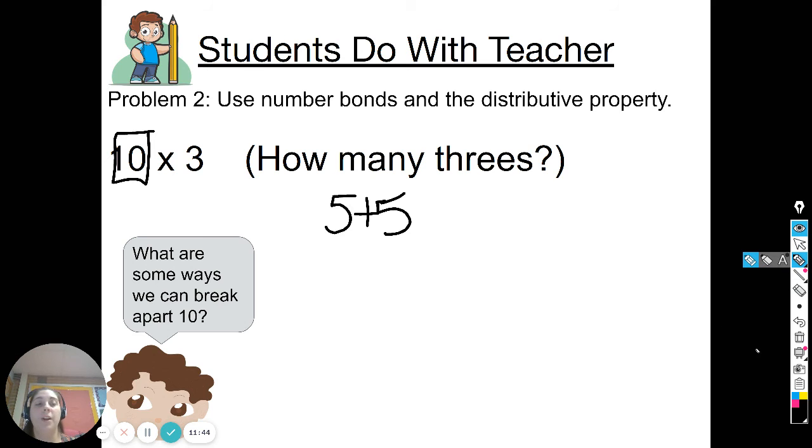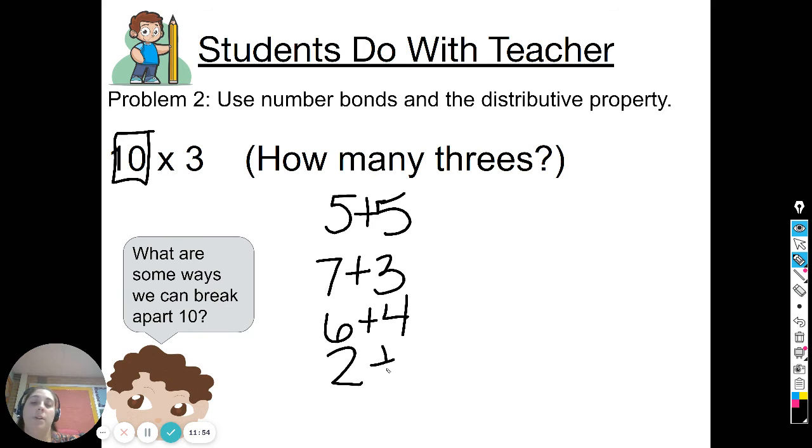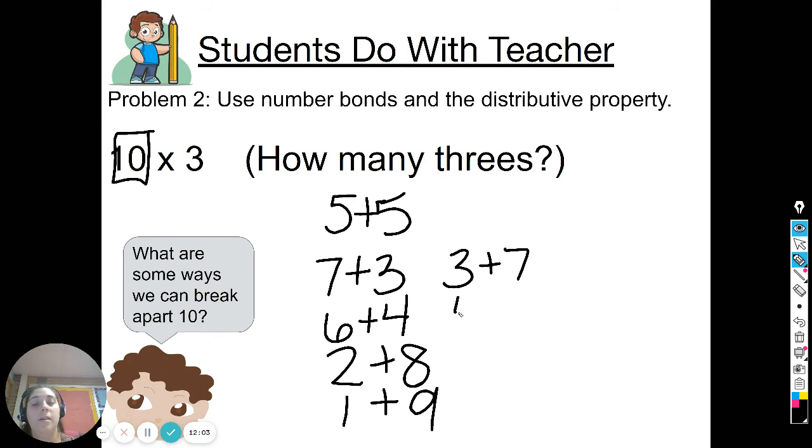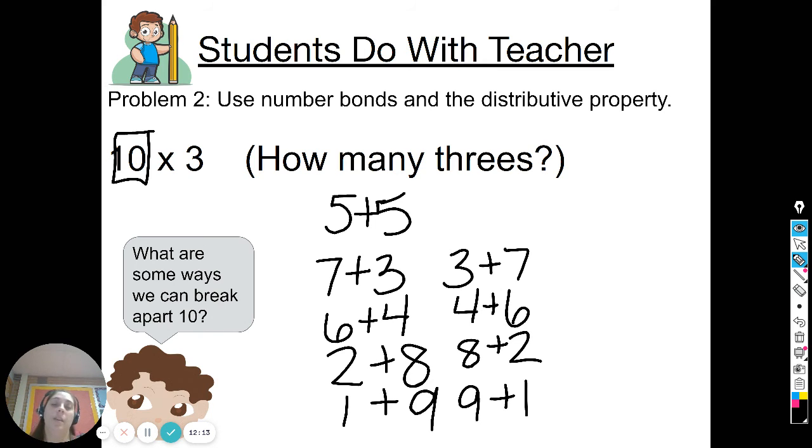Okay, so there's many different options that you came up with. 7 plus 3, 6 plus 4, 2 plus 8, 1 plus 9, and then of course there's the flip-flop. This could have been 3 plus 7, 4 plus 6, 8 plus 2, or 9 plus 1. Okay, there's many different options for how we could break 10 apart.